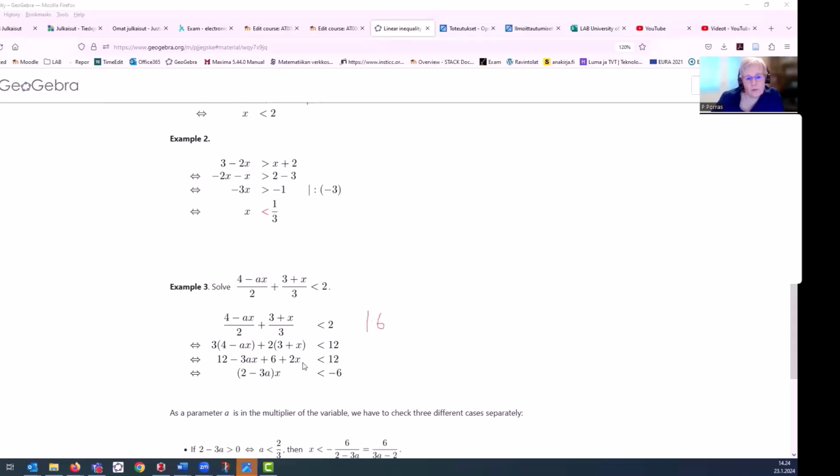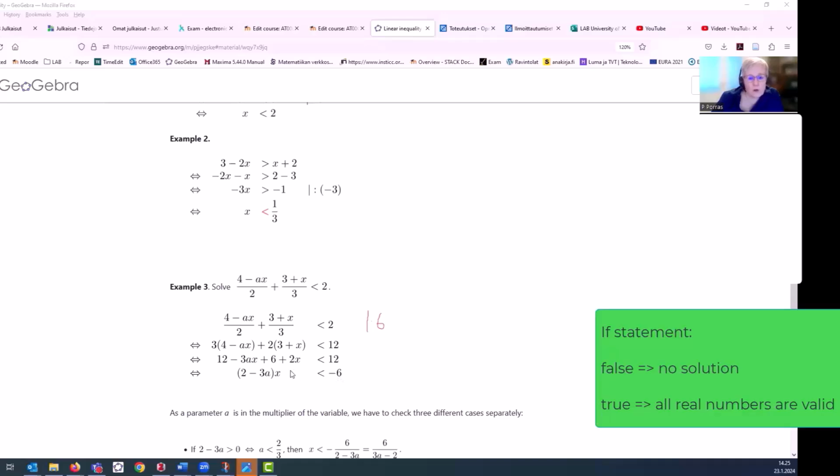So after that, we have something times x less than -6. And this something is the problem. If it happens to be positive, we do not need to touch the sign. If it happens to be negative, we have to reverse it. And how about if it happens to be 0? If 2 minus 3a equals 0, the whole left side equals 0. And the statement is 0 less than -6. That is incorrect. So if this is 0, then there is no solution.